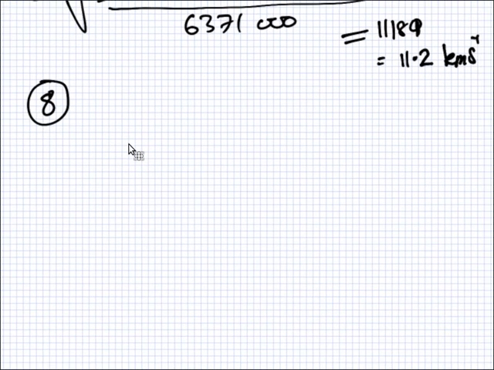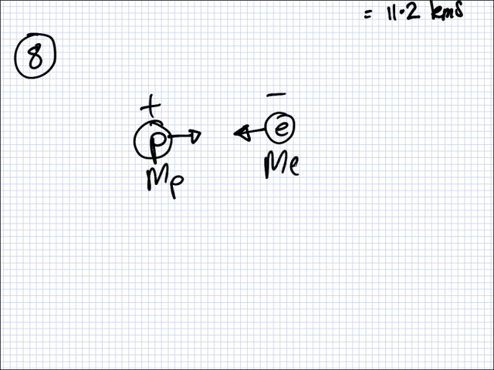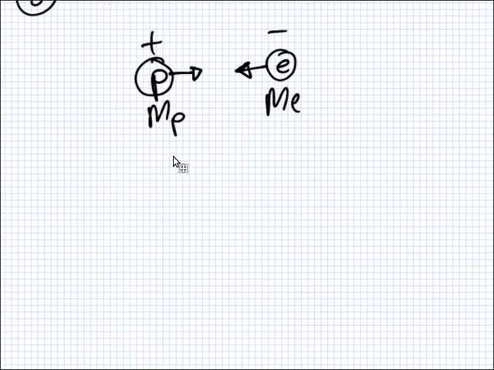A proton and an electron are separated by 10 to the power of minus 10 meters. By what order of magnitude is the electrostatic force greater than the gravitational force? Okay, so what's happening here, there's a force pulling the two of them together, caused by the fact that this is plus and this is minus. But there's also a gravity force as well. This has a mass and this has a mass. Now, the force due to Coulomb's law is bigger than the force due to Newton's law. How much bigger? Let's see.